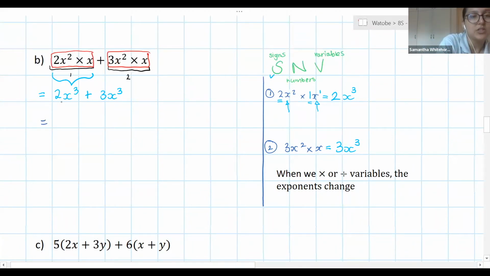Remember, we're now adding like terms because both of these are x cubed. Both of these terms are like terms with each other. Remember, when we add and subtract, the exponent doesn't change. So this is going to stay x cubed, but 2 plus 3 is 5x cubed. I'm not multiplying, I'm adding. And so 2x cubed plus another 3x cubed gives me 5x cubed. So very importantly, remember that when we multiply or divide with variables, the exponents change. But when we add or subtract, the exponents don't.